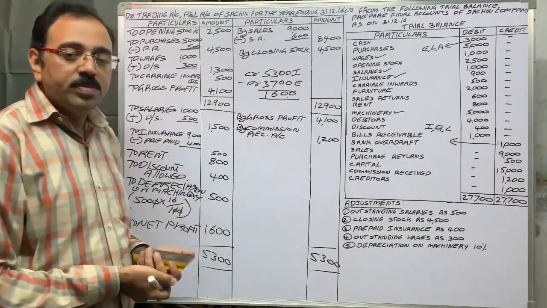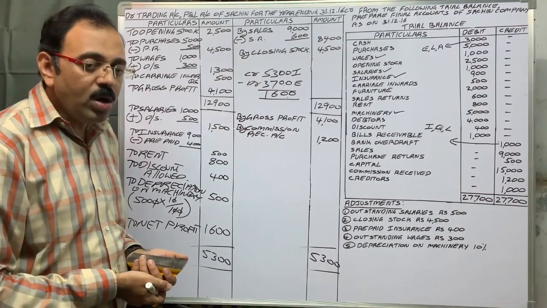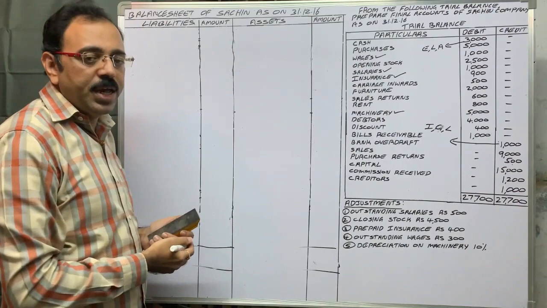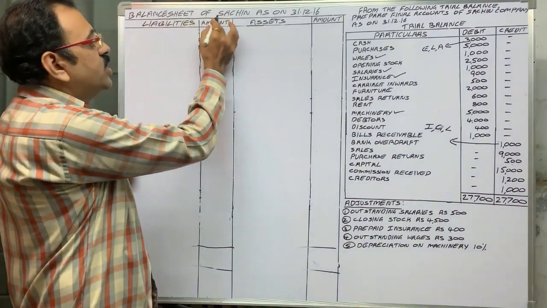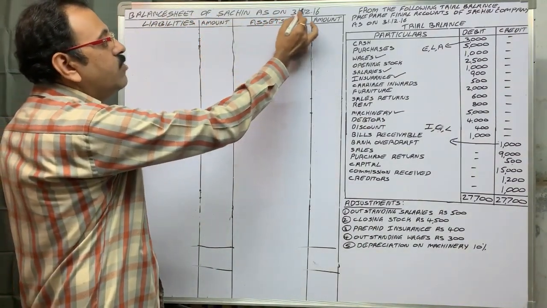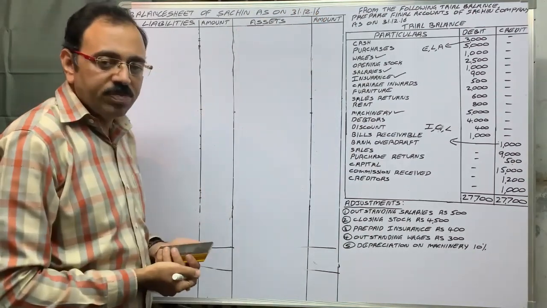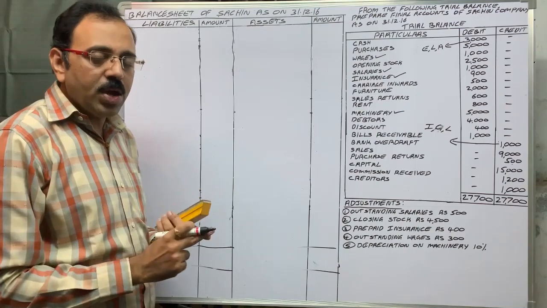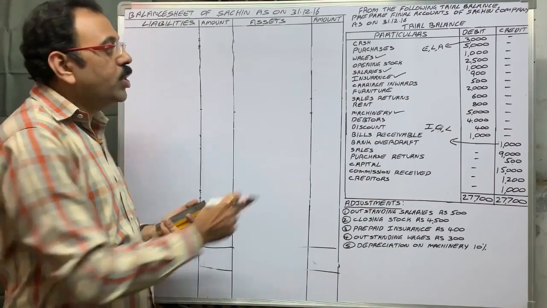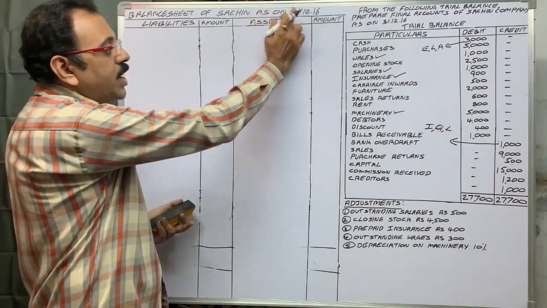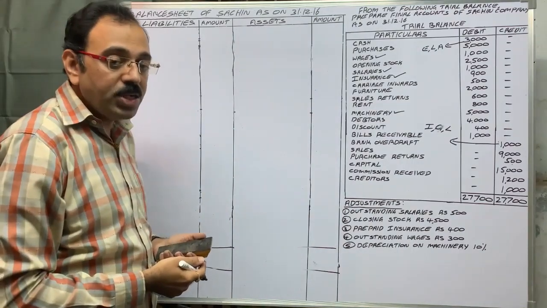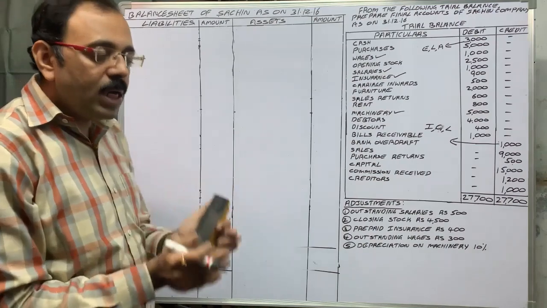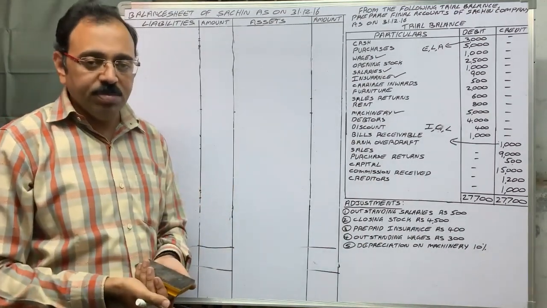Close the table. Now the last statement is what? Balance sheet. This is balance sheet heading. Balance sheet of Sachin as on 31st December 2016. One should recollect previous accounts. For trading account and P&L account, we wrote for the year ended. But for balance sheet, we have to write as on. Why? Because on a particular date, we prepare balance sheet.